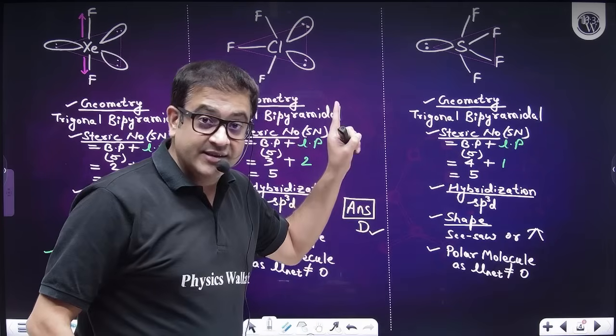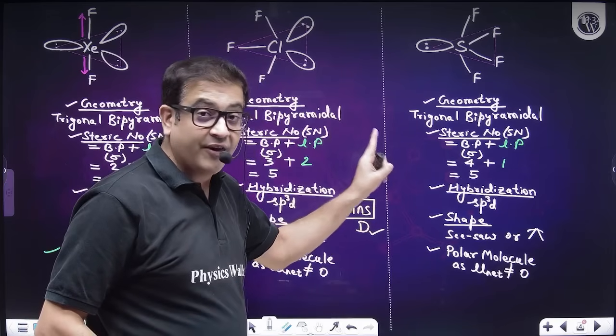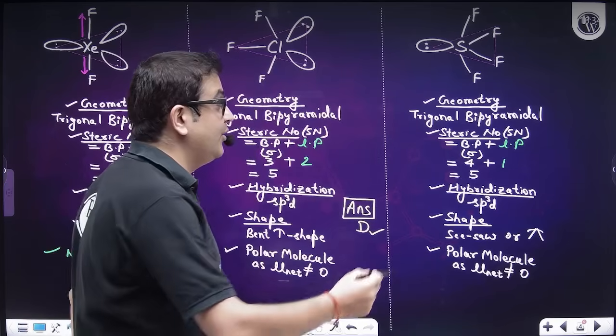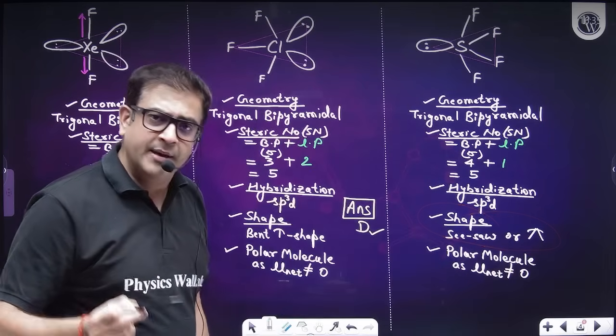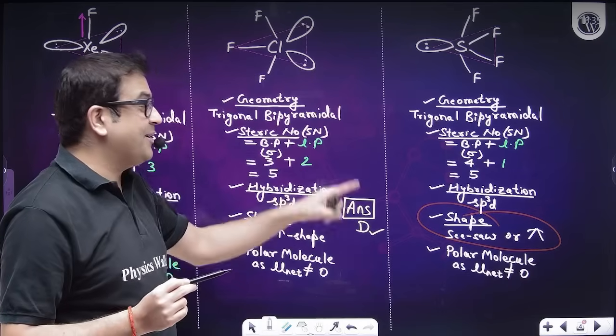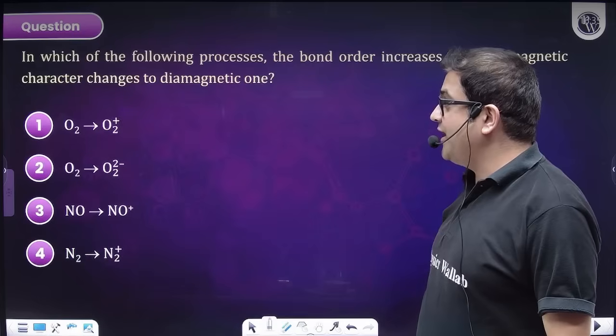This guy is definitely also polar, a steric number 5 SF4 molecule with seesaw shape or pie shape. Definitely it is also polar, but this guy is only having one lone pair. A beautiful question from VSEPR theory.